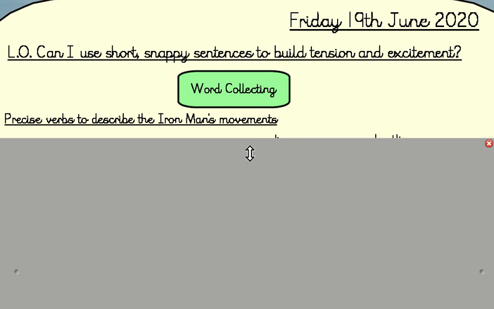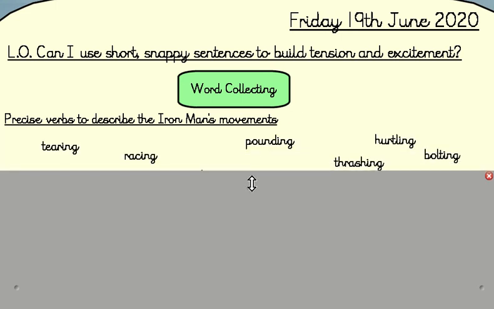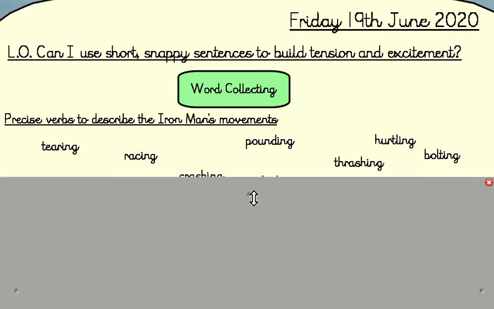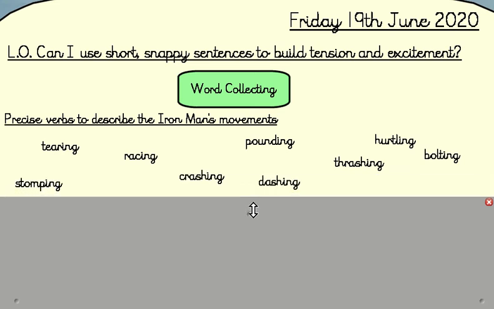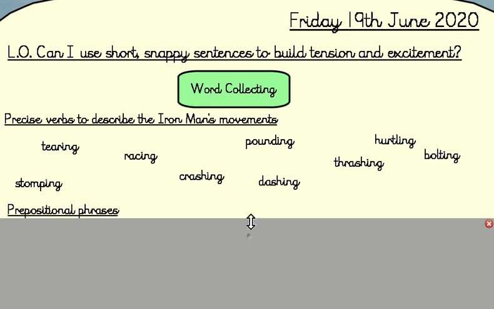Okay, here's some of my ideas. I've got tearing, racing, pounding, thrashing. He came hurtling, bolting, stomping, crashing, dashing. Okay, hopefully you've thought of some more than me as well. But those really precise verbs to show how he's moving. He's moving really quickly with really strong intent. He wants to get to that metal that he's just heard.